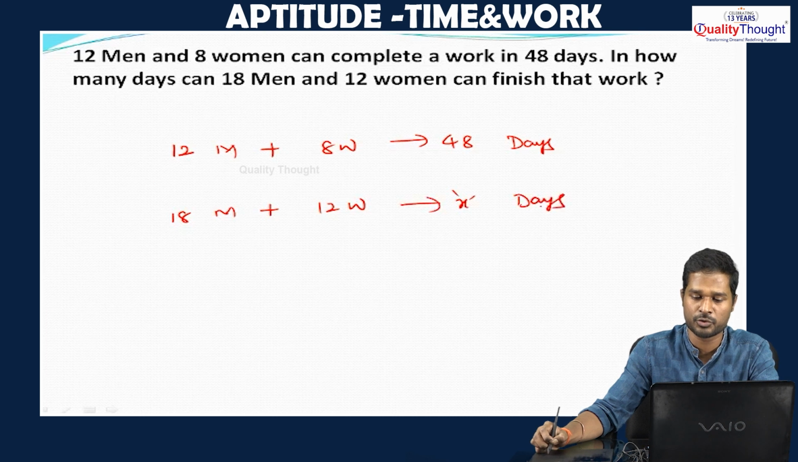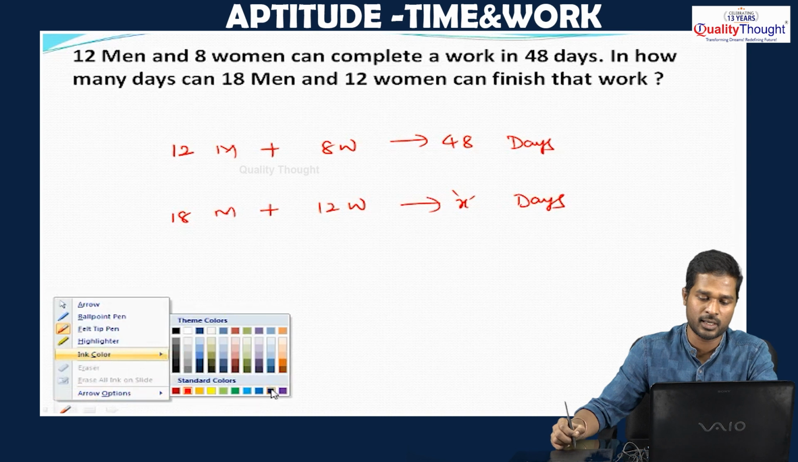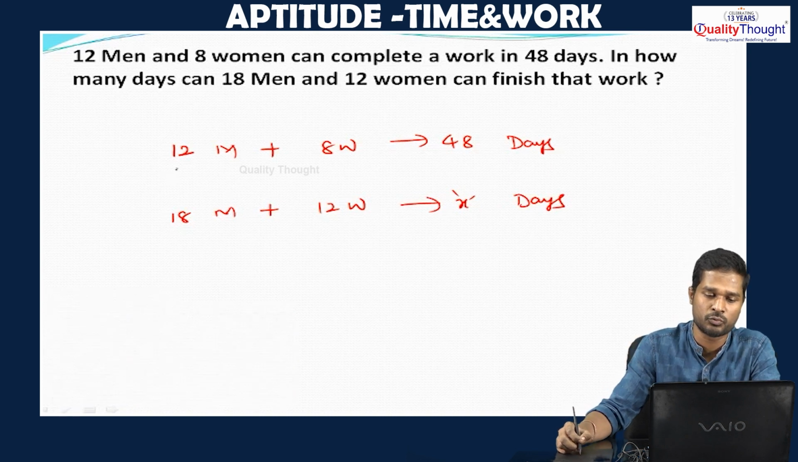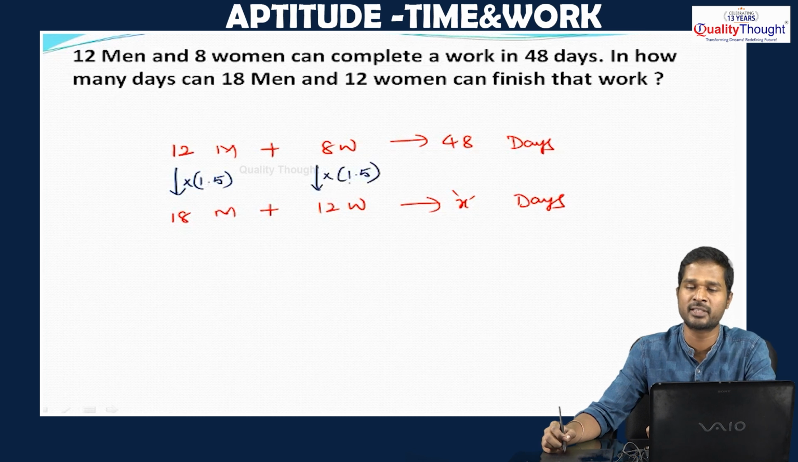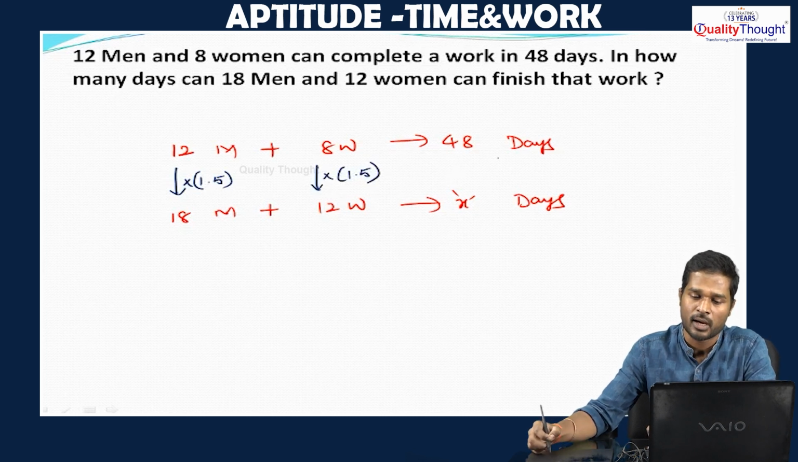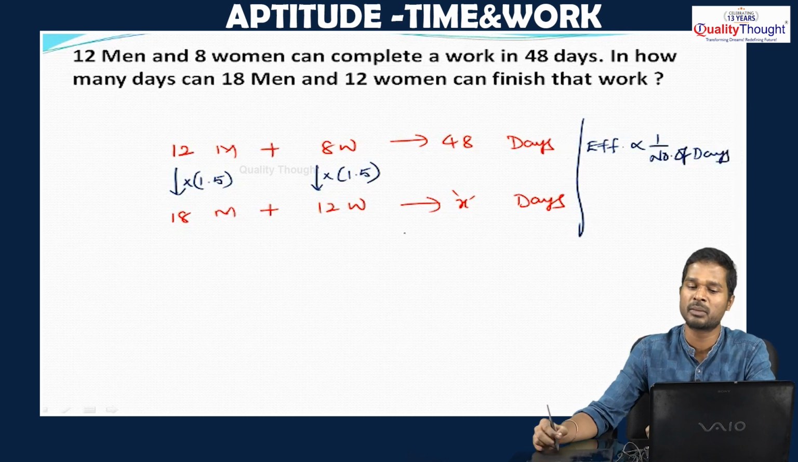This is similar kind of question. Now check it here. If you observe the question directly, you can't find anything. Just check, this 12 is multiplied by 1.5 times. 12 5s are 60, 12 1s are 12 plus 6, 18. This 8 is multiplied by 1.5 times. 8 5s are 40, 8 1s are 8 plus 4, 12. So again the efficiency is inversely proportional to the number of days taken.